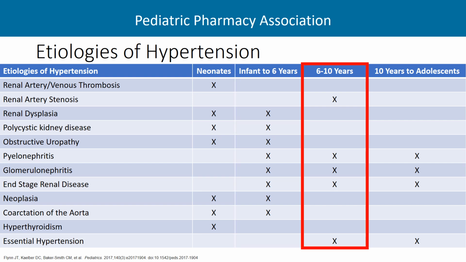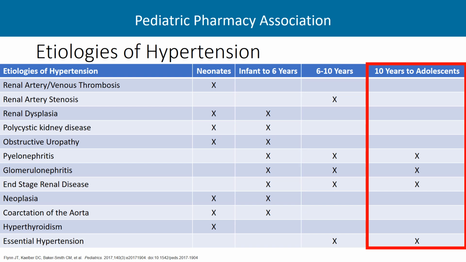Then we have the 6 to 10 year age group and has less etiologies of secondary hypertension, including renal artery stenosis, which is essentially narrowing of that renal artery, pyelonephritis, glomerulonephritis, and end-stage renal disease. This is where you commonly start to see essential hypertension or primary hypertension be seen in the lifespan. And then you move on to 10 years of age through adolescence, and you can see that there's similar etiologies to the 6 to 10 year age group without as high of an incidence of renal artery stenosis.